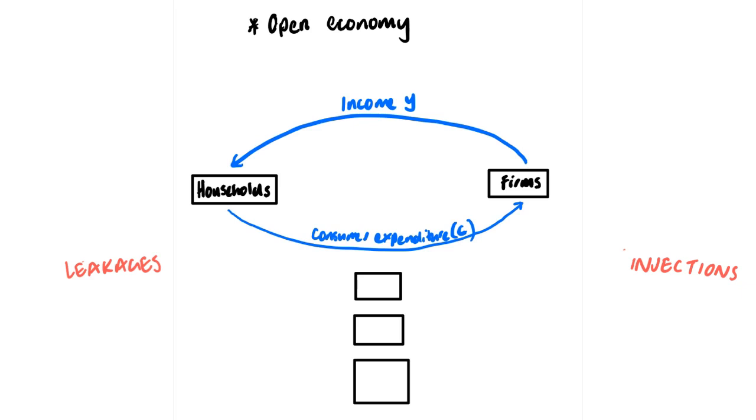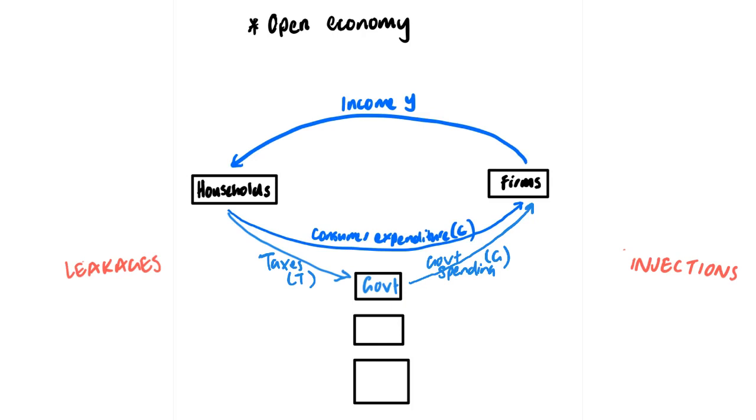Okay, so we have to be aware that there will be leakages from this circular flow, but there will also be injections. So with that income that households are earning, they don't get to keep it all because the government's going to come along and take their share. Okay, so this is a leakage, taxes. The government does something with that money though. They're going to use that money to spend on education, healthcare, etc. Okay, so government spending, this is a G.